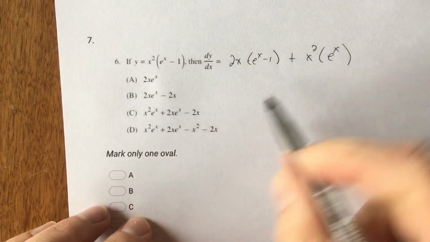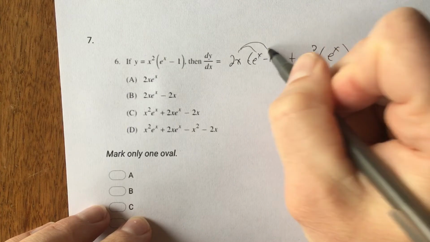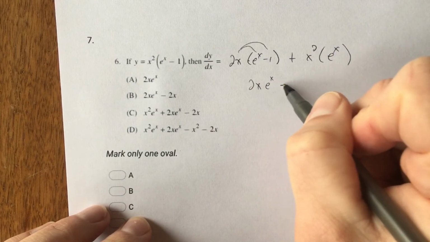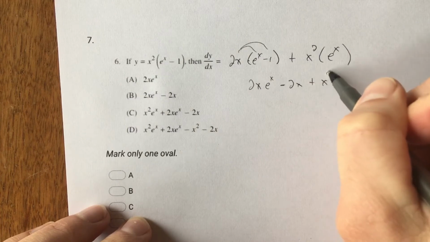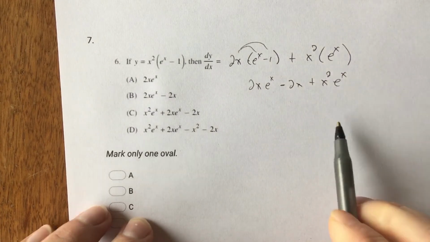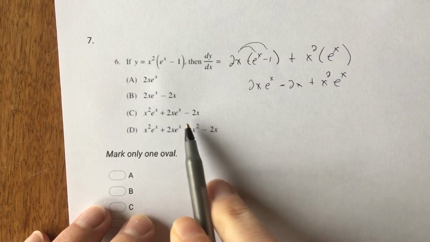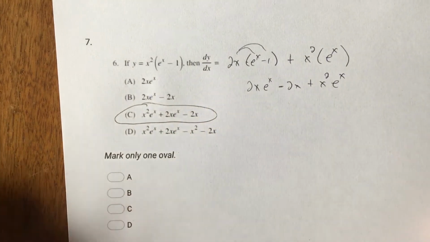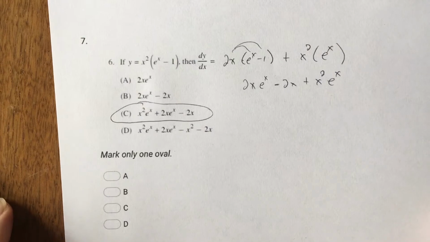We don't see that as an option, so distributing this would be our next best bet. 2x e to the x minus 2x plus x squared e to the x. And then we can kind of hunt for that one, and that shows up right there at C. All right, so not too bad. Little product rule with a little simplifying. Okay.